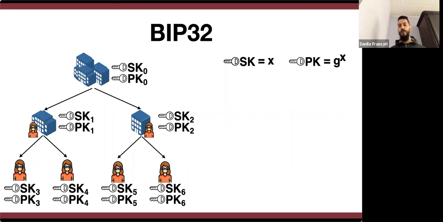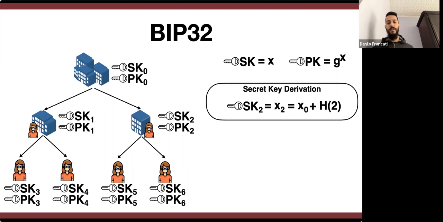In this wallet, the secret key is an element x, and the public key is the element g to the x. There is a secret key derivation. For example, the root node can generate the secret key of child number 2 by shifting its secret key. Basically, you take the secret key of the root node and you add a hash of 2, where 2 is the identifier of the node.